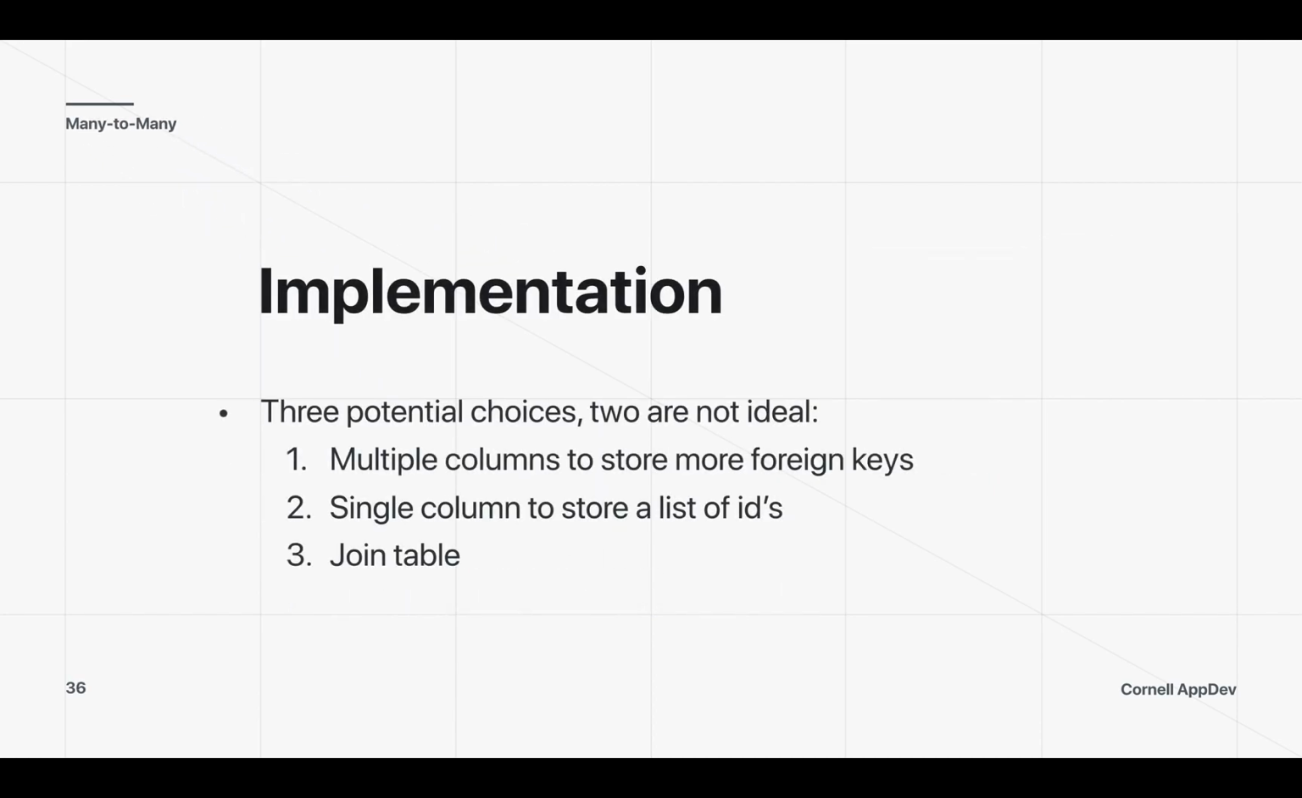So the implementation of a many-to-many relationship is actually more complex than the prior two, and we have maybe three potential choices that we would consider when actually implementing this in our own application. The first two of which are not ideal, and I'll go through why.